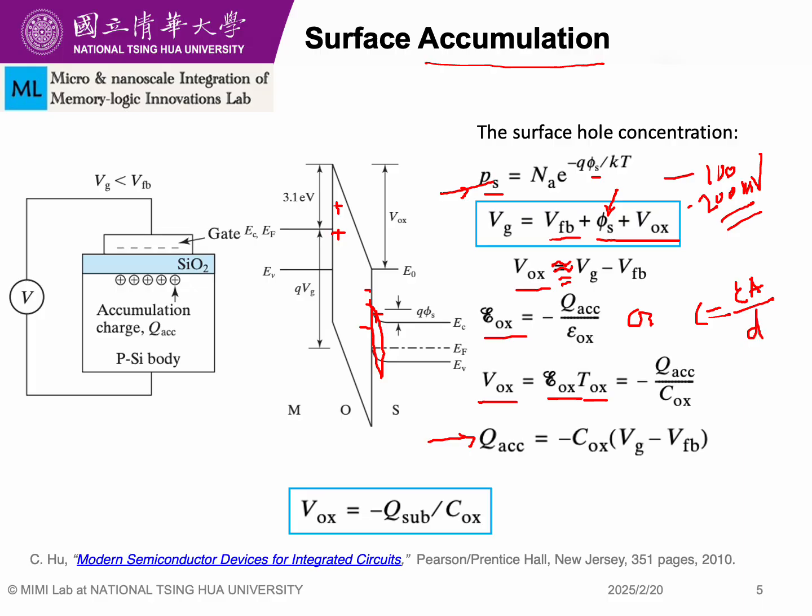Then you may ask, where is the area factor? If you divide this by the area factor, COX is capacitance per area. So from here you get the accumulation charge per area. Now what we get is VOX, the voltage drop. What is that? This is the substrate charge that is being accumulated here, divided by this, because this accumulation charge is equal to the substrate charge typically.